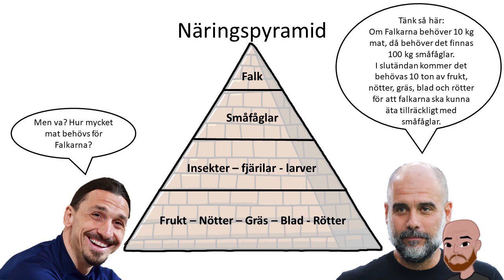The further down we go in the pyramid, the more biomass is required for the food pyramid to function. If the falcon needs 10 kilograms of food, we need 100 kilograms of small birds, and at the very bottom, we need 10 tons of fruits, nuts, grass, leaves, and roots for the nutrients to travel all the way up to the falcon.